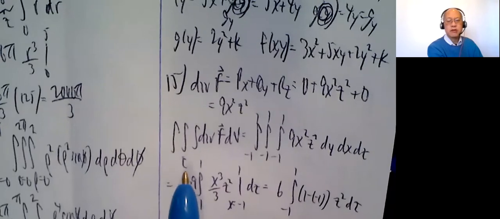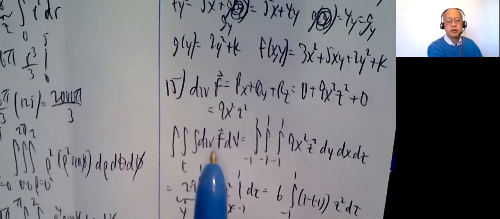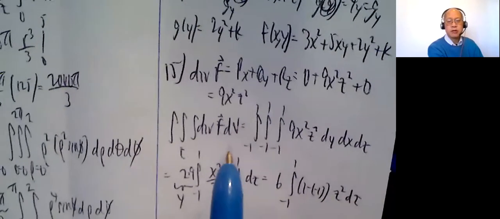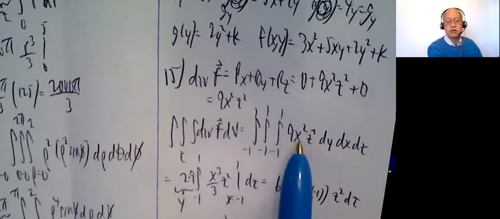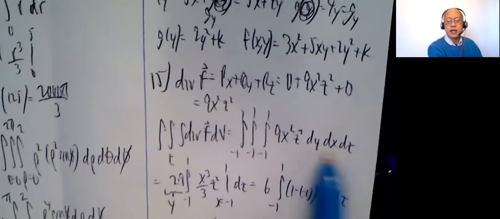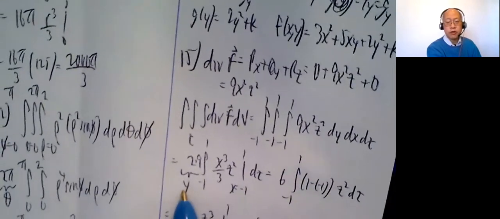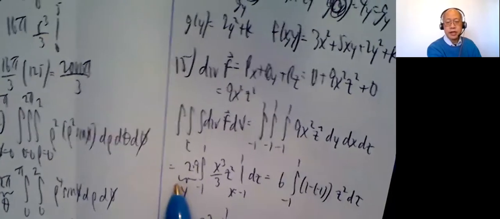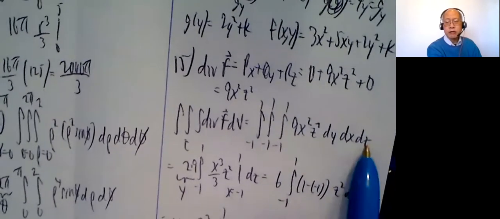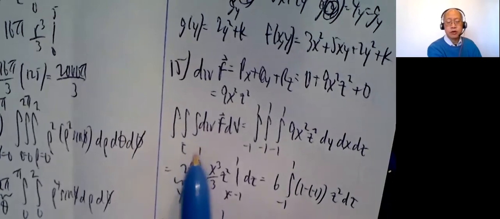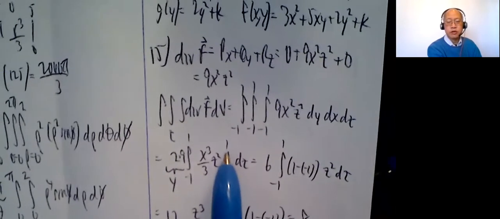So the triple integral over the region E of the divergence of f dV is the triple integral from negative 1 to 1 for x, y, and z of 9x squared z squared dy dx dz in some order. I pick y first because this doesn't depend on y. So just take out the length of the interval for y, which is 2, and also take out the 9. So I integrate with respect to x. So negative 1 to 1 for z, x cubed over 3 times z squared. x goes from negative 1 to 1.